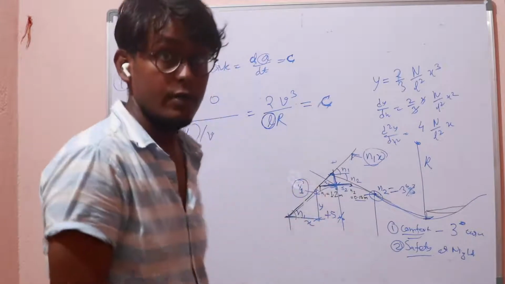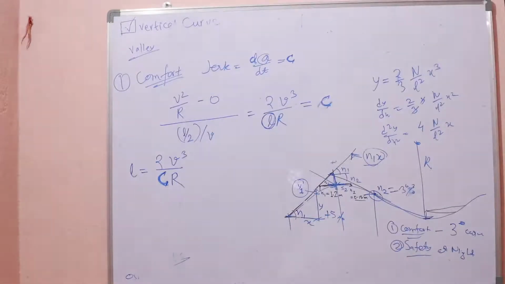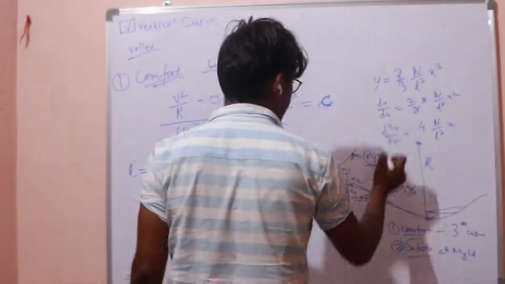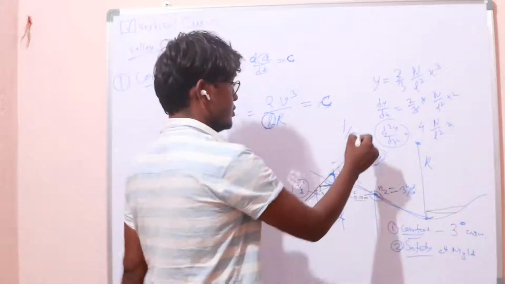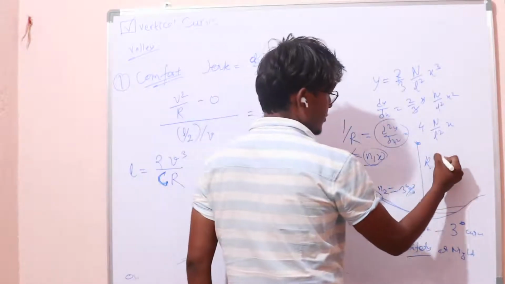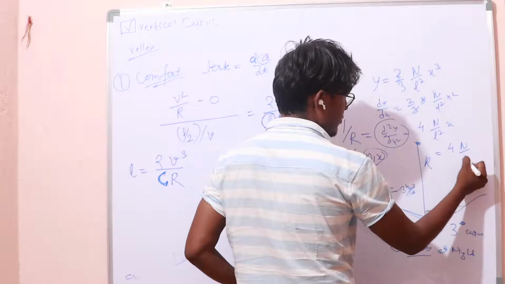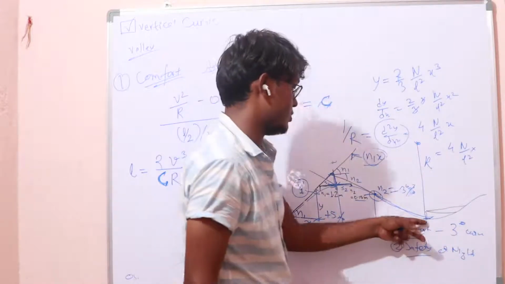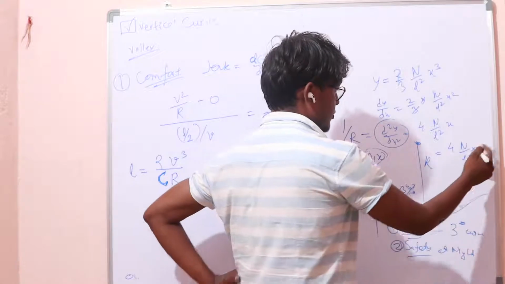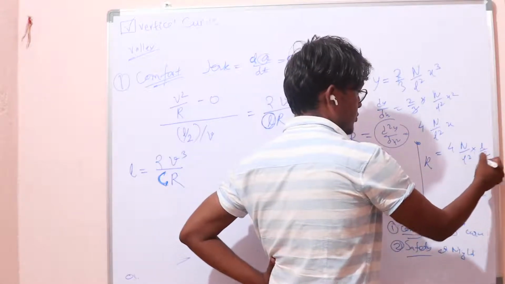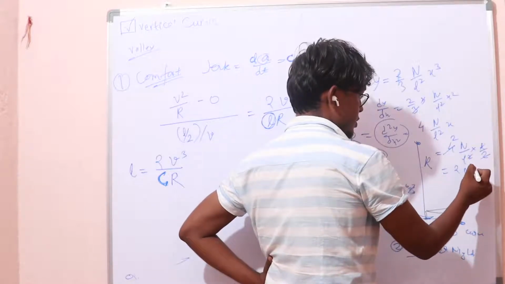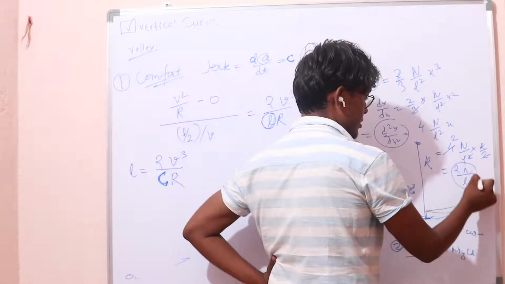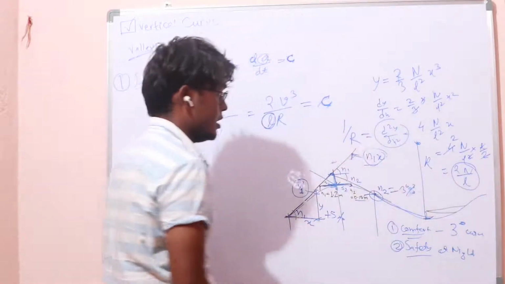Okay, now this is actually 1 over r. 1 over r equals d square y over dx square. So if we put 4n over L square, and x equals L over 2, the total length L over 2, this becomes 2n over L. So the radius term becomes 2n over L.